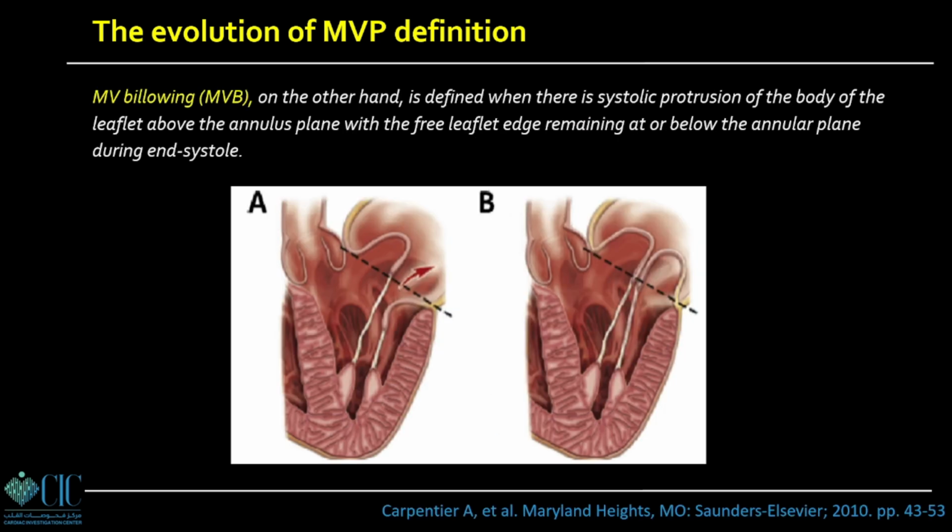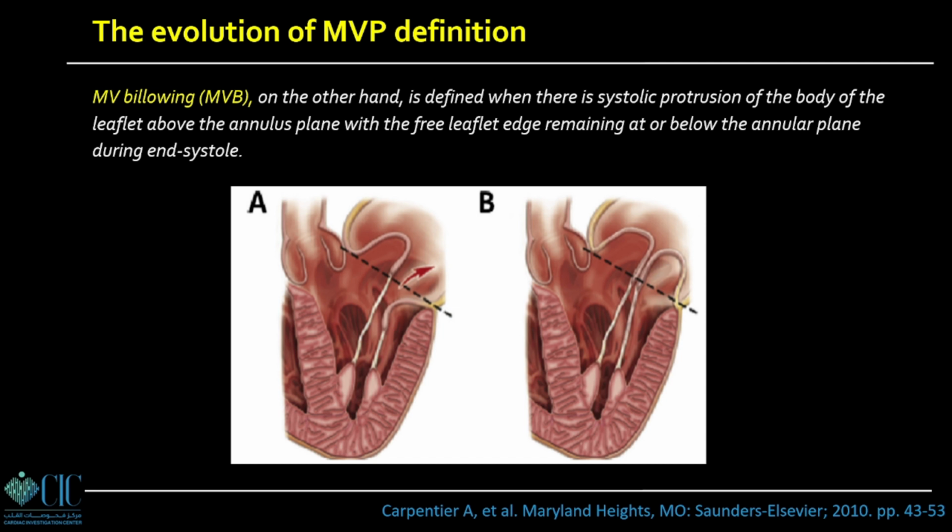And they came to differentiate between two different entities, leaflet billowing and leaflet prolapse. Billowing is when the tips are still lower than the annulus, but the body is above the annulus. Above, I mean towards the left atrium, okay? But if the tip is above the annulus, this is prolapse, but still pointing towards the left ventricle, okay?